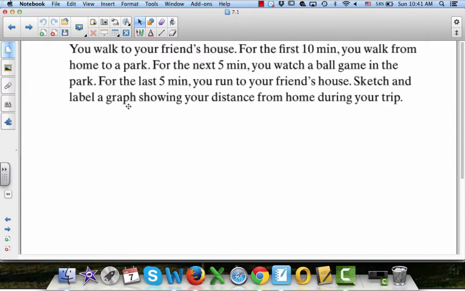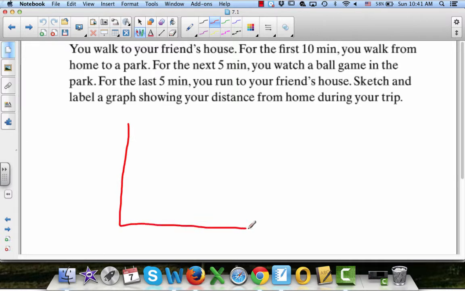All right, let's look at one. You walk to your friend's house. For the first 10 minutes, you walk from home to a park. Okay, let's get a paper, pen here. We'll do red. We'll start out with our graph. What we want to do is label our graph.